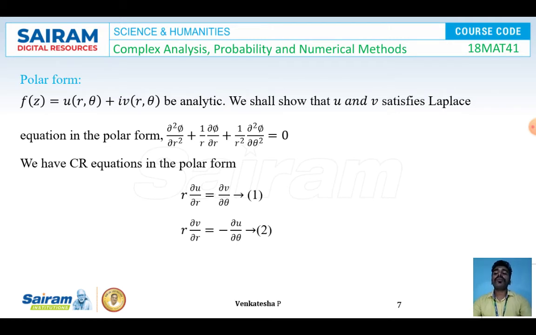Since the function f(z) is analytic, it satisfies the CR equations in polar form. They are given by r ∂u/∂r = ∂v/∂θ, call this equation number 1, and r ∂v/∂r = -∂u/∂θ, call this equation number 2. The first time, I'll be differentiating equation 1 with respect to r and equation 2 with respect to θ. The second time, I'll be differentiating 1 with respect to θ and 2 with respect to r.